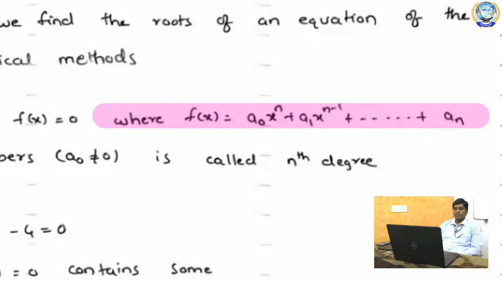Hello everyone. In this video lecture, let us discuss the solution of algebraic and transcendental equations. Before going to the topic, let us see what an algebraic equation and a transcendental equation are. An algebraic equation means an equation f(x) = 0, where f(x) = a0 x^n + a1 x^(n-1) + and so on up to an. Here a0, a1, up to an are constants, simply real numbers.